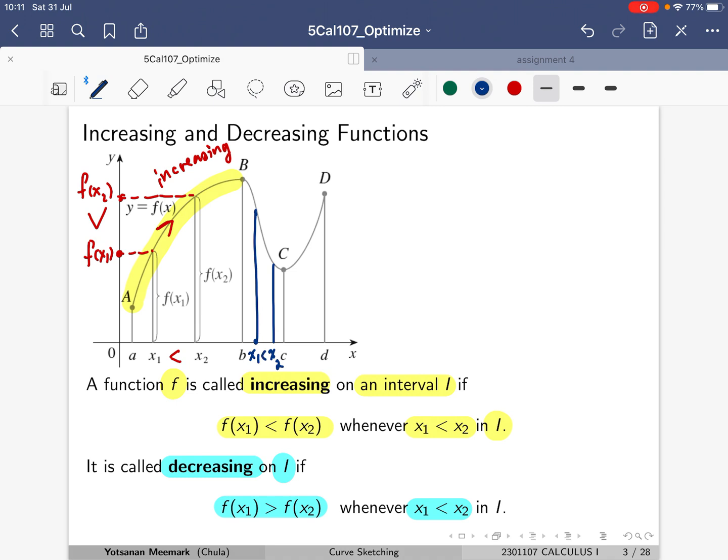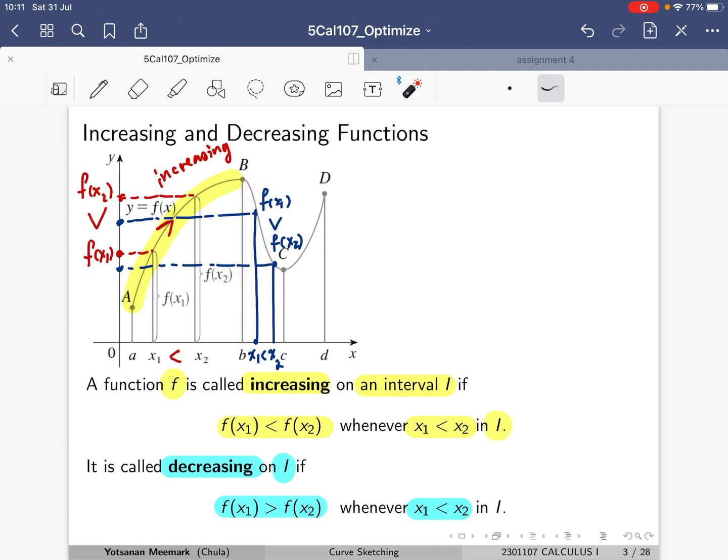You see your x1 is less than your x2, right? But your f at x1, which is here, and your f at x2, which is there: your f at x1 is greater than your f at x2, which is at this level, okay? And if you change your x1 and x2, it still has the same behavior.